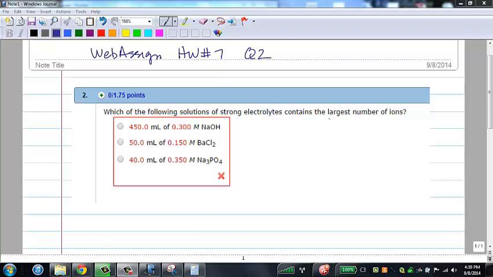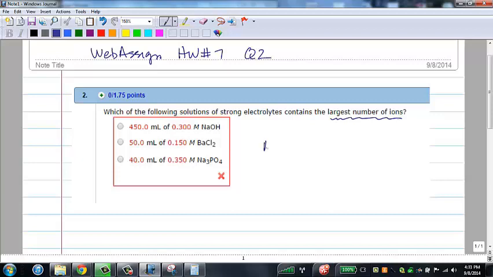Because we're trying to choose the selection that has the largest number of ions, we'll need to find the moles. In theory, we could find the moles of all the ions and then multiply by Avogadro's number, but in comparing them, it won't really matter. They'll stay in the same order. The largest will stay the largest if we multiply it by Avogadro's number, and the smallest will stay the smallest. So really, we just need to find the moles.